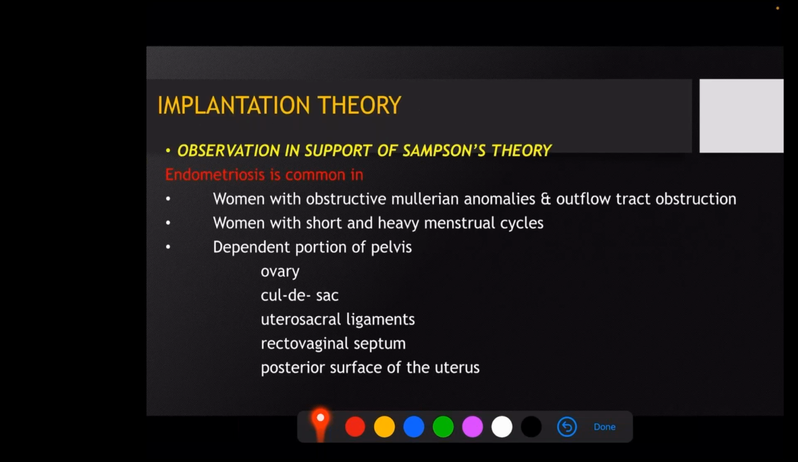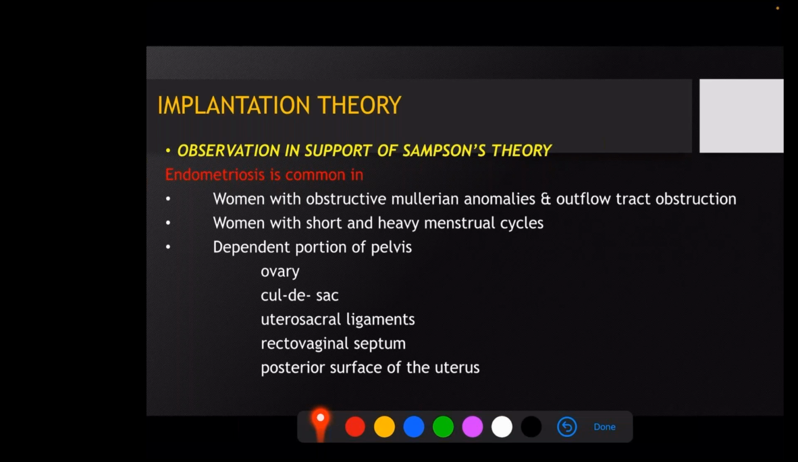First, implantation theory. This is the earliest and most widely accepted classic theory. Retrograde spill of endometrial fragments in the menstrual fluid, transported through the fallopian tubes into the peritoneal cavity, is responsible for the development of endometriosis.